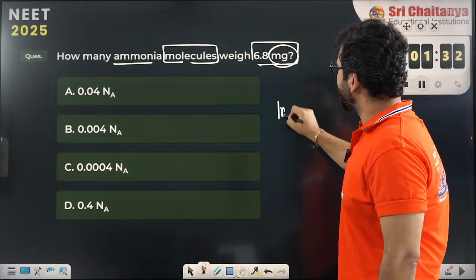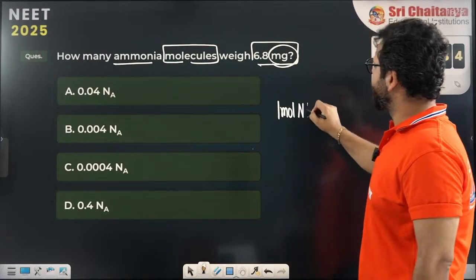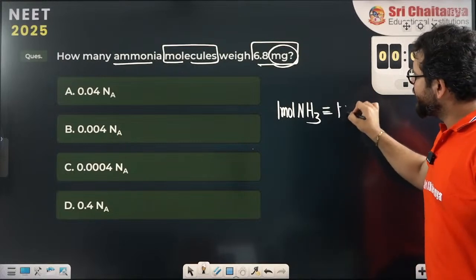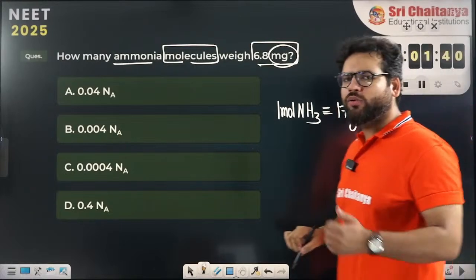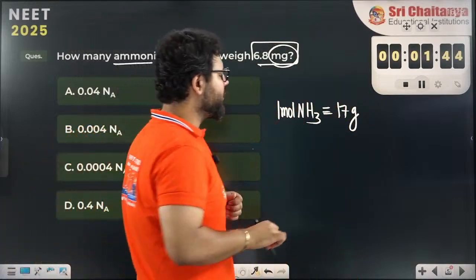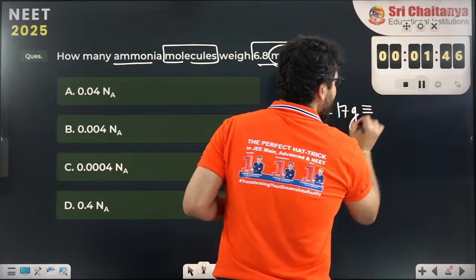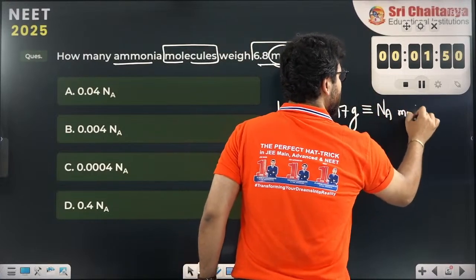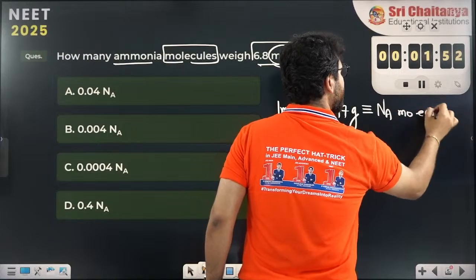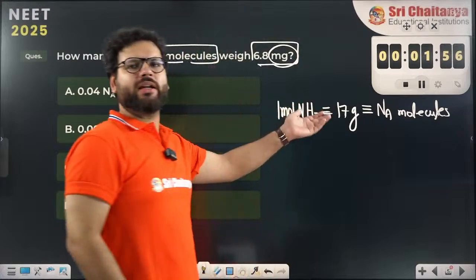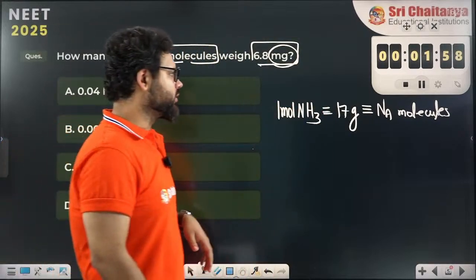What is ammonia? Ammonia is NH3. 1 mole ammonia means 17 grams, because nitrogen molar mass is 14 gram, hydrogen is 1, 1, 1, so 17 gram. 17 gram contain Avogadro molecules. Many times I have told this part now. I hope it is clear.